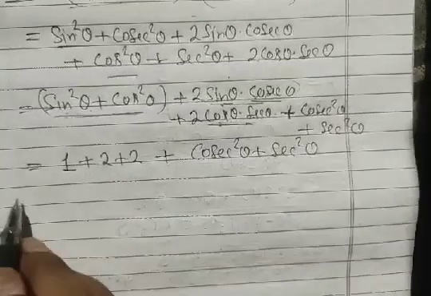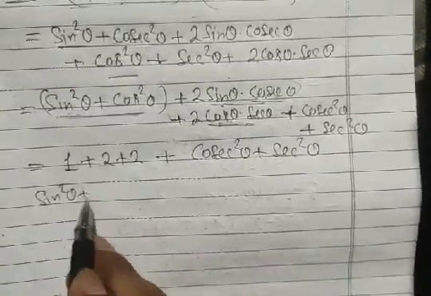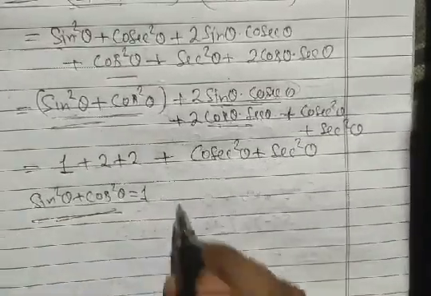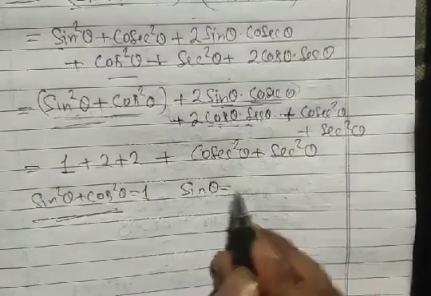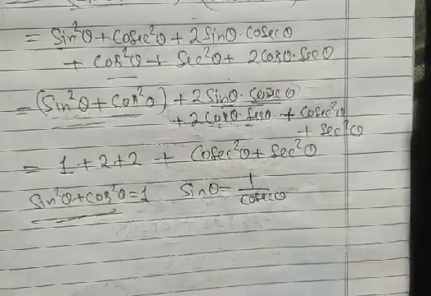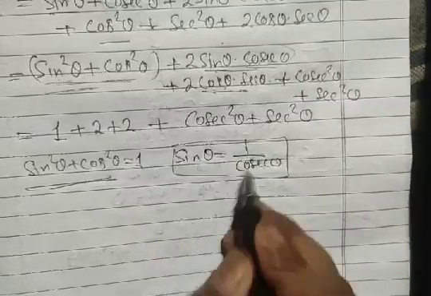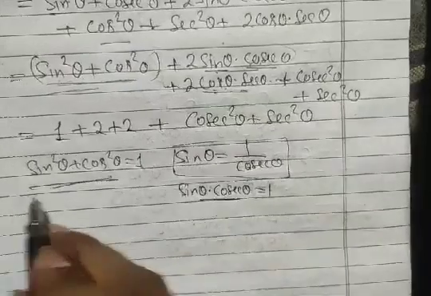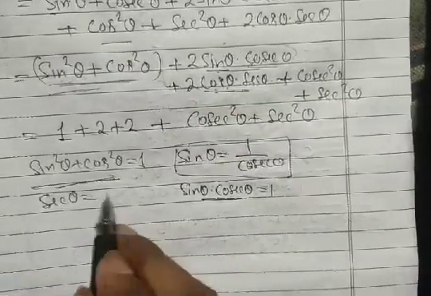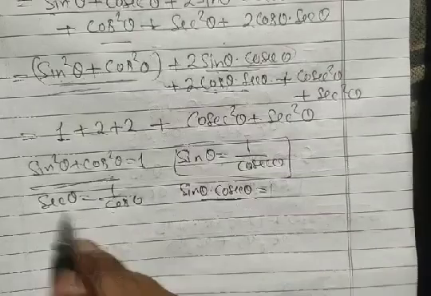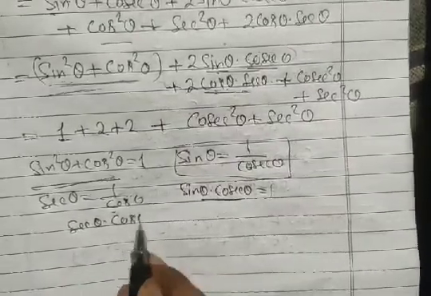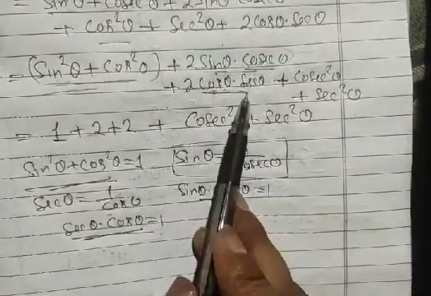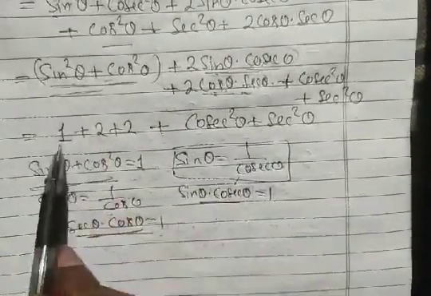What we do, I am going to explain to you. Since we have the identity sin square theta plus cos square theta is 1, we are using this identity here. Also we have sin theta is equal to 1 by cosec theta. Then from this we get sin theta into cosec theta equal to 1. Also we have sec theta is equal to 1 by cos theta. Then from here we get sec theta into cos theta is equal to 1. Using this, its value is 1. This is also 1. 2 into 1 is 2, 2 into 1 is 2. Then by the identity, we use 1.